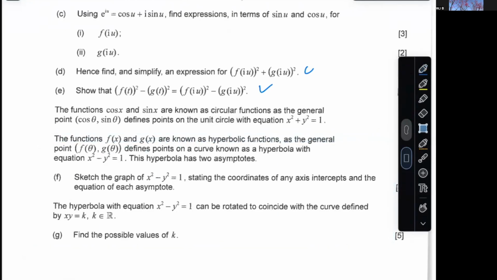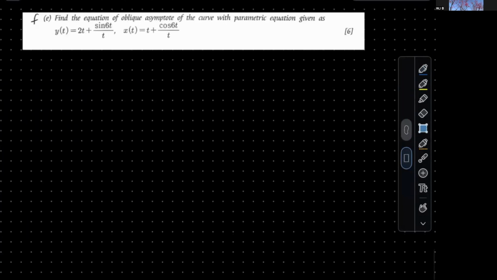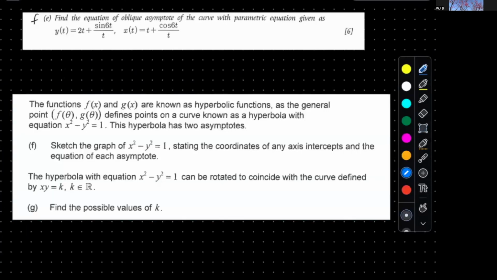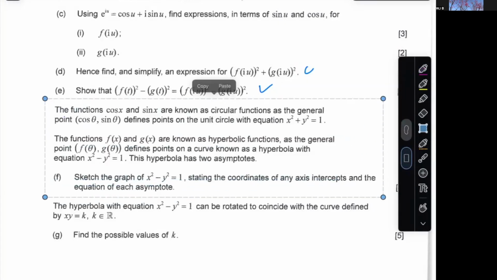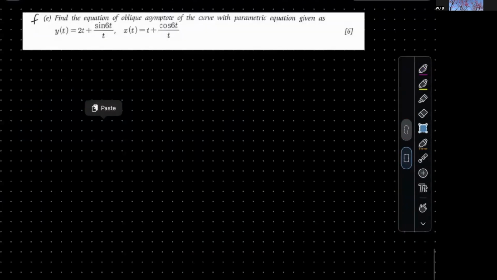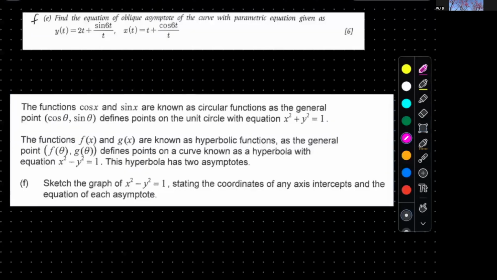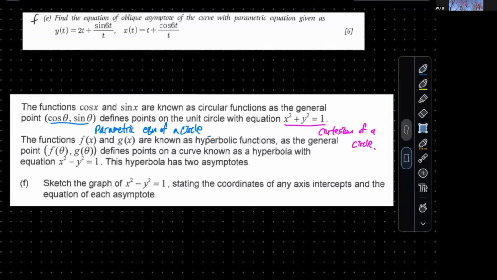In the question, they have given you an equation of, for example, a circle. They've given you this equation of a circle, x squared plus y squared is equal to 1, and that is a Cartesian equation of a circle. And then this is a parametric equation of a circle. And we should be able to use vice versa because the question has given us this. This is not in the syllabus, but since they have given me what it is, I should be able to use it.